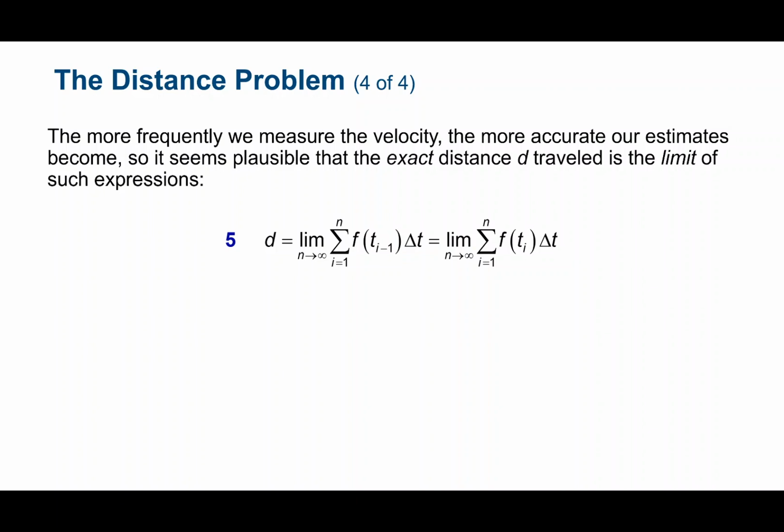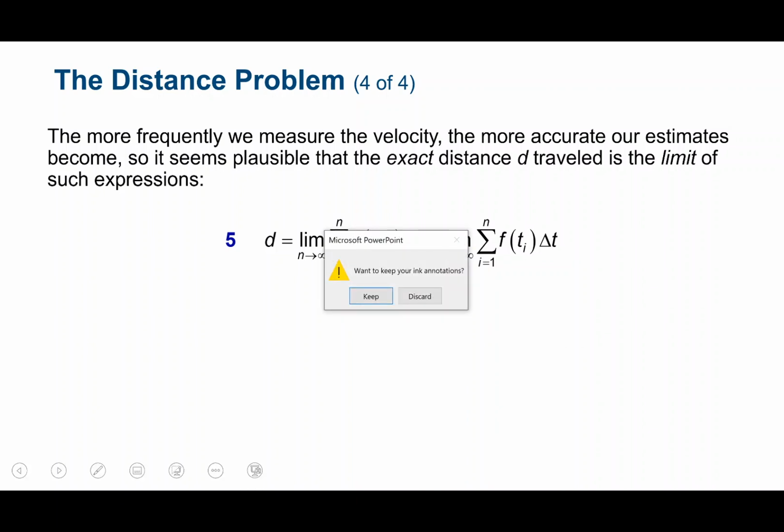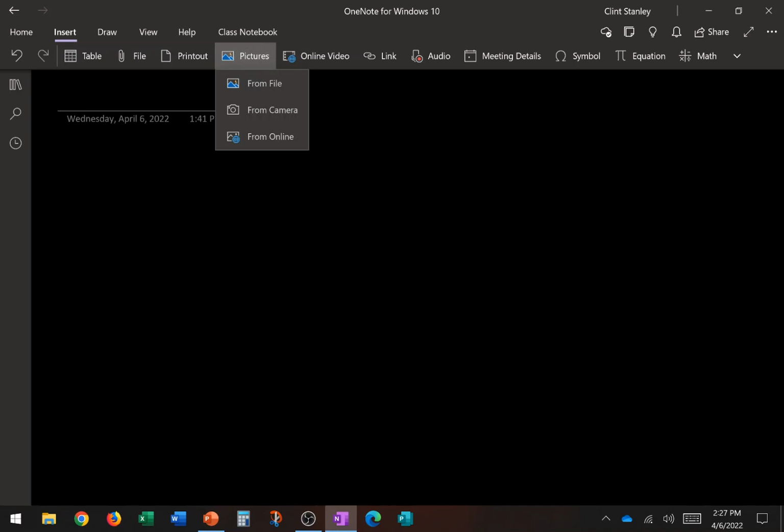The problems in the assignment are setting up rectangles to estimate area under a curve, and then taking values out of a table and figuring out the estimate for distance traveled, kind of like we did in that one. So let's do an example or two where we're applying this. And then we'll be done.